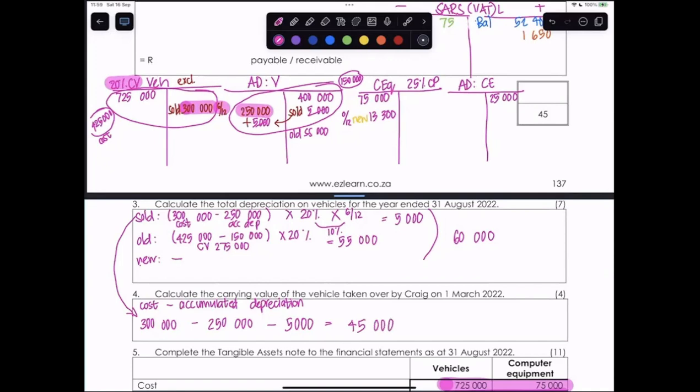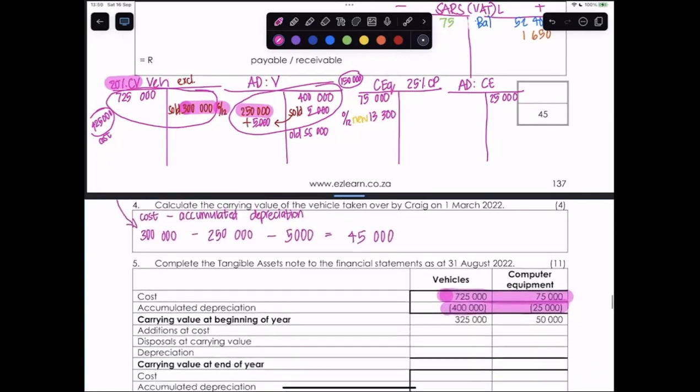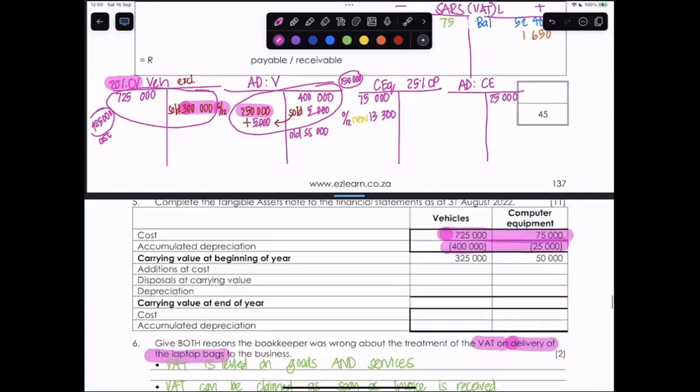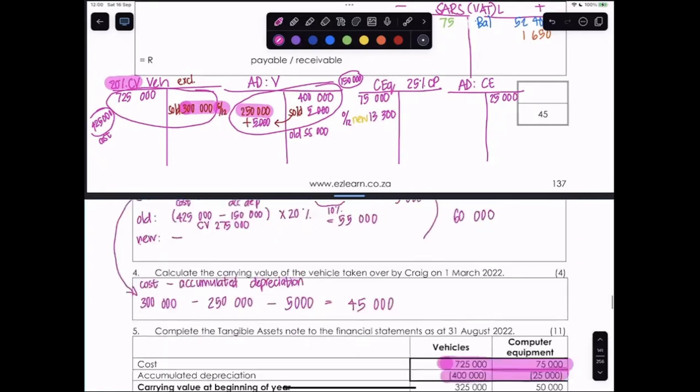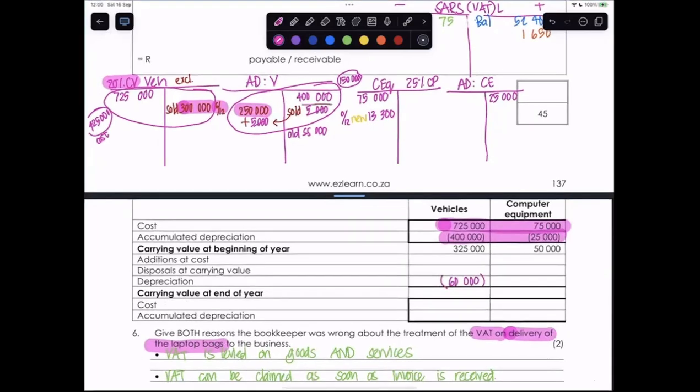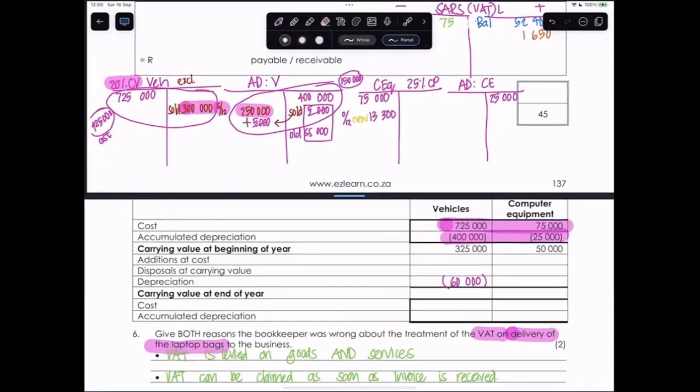Those figures will then fit very nicely into your tangible assets note, but of course you can also work it out just by using the T accounts. If we're taking it straight from the calculations from number 3 and 4, you can see that the depreciation on vehicles is 60,000. Make sure that you show it in brackets. You could also have worked it out by looking at these two figures in accumulated depreciation. Your disposals you've worked out as the 45,000.